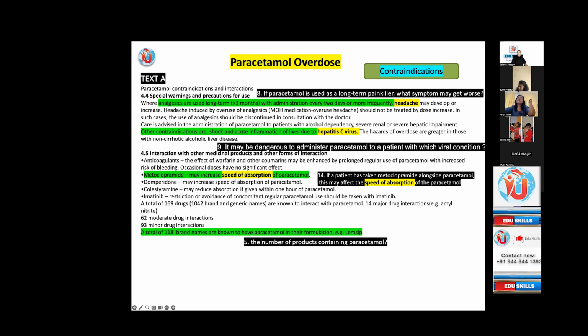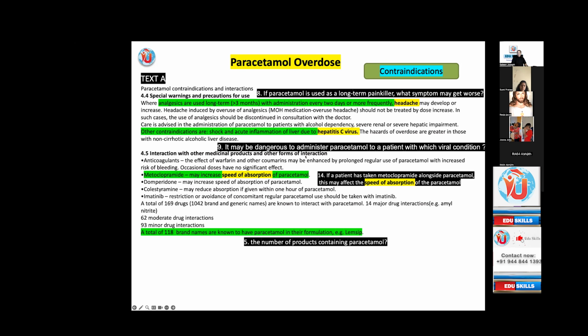Here, get worse. Again, it may be dangerous to administer paracetamol to a patient with which viral condition? You have here, other contraindications are shock and acute inflammation of liver due to hepatitis C virus. Again, you have the speed of absorption here, 14th question. The patient has taken metoclopramide alongside paracetamol. This may affect the speed of absorption of the paracetamol.